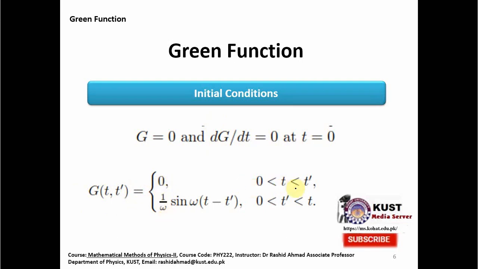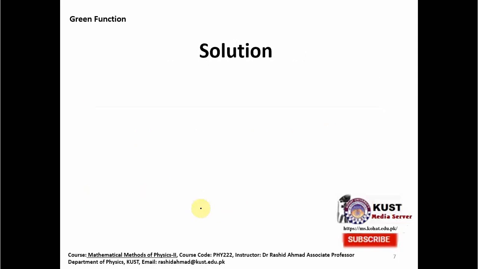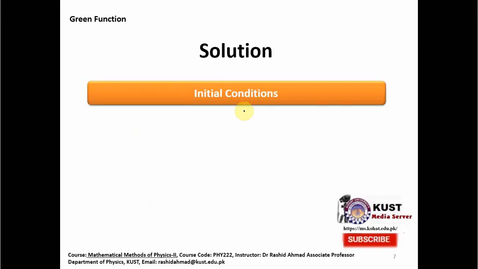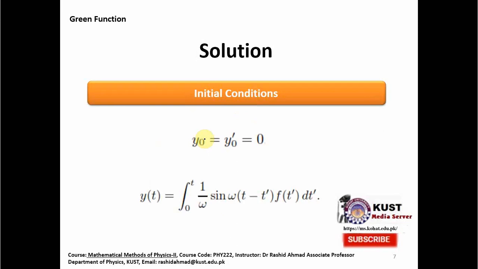You see the interval we have chosen between t prime and t: in the interval where t is greater than 0 and less than t prime, we have the green function equal to 0. But when the interval changes and we have t prime greater than 0 but less than t, then we have this sine impulse. This shows us that it is just the impulsive force over here. So as I said, the solution of the second order linear differential equation with these initial conditions, that is y naught equal to y naught prime equal to 0, is this thing.